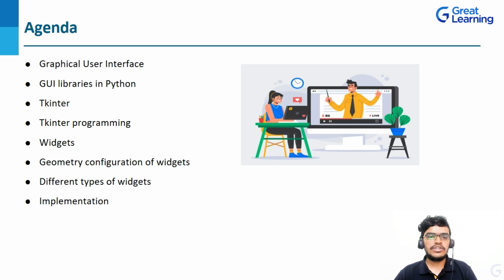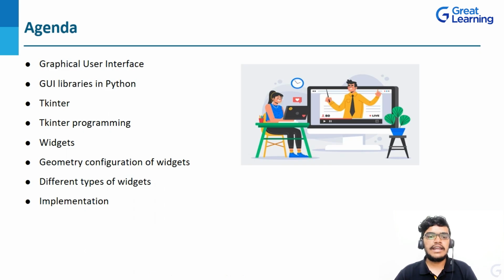Coming to Tkinter, as I already told you, Tkinter is Python's GUI library. Moving ahead, we have Tkinter programming. If you want to create a simple Tkinter app, first you have to import the Tkinter module, and then after importing, you have to create the main window. Once the main window is created, you can add widgets. And after that, we have to trigger the event.